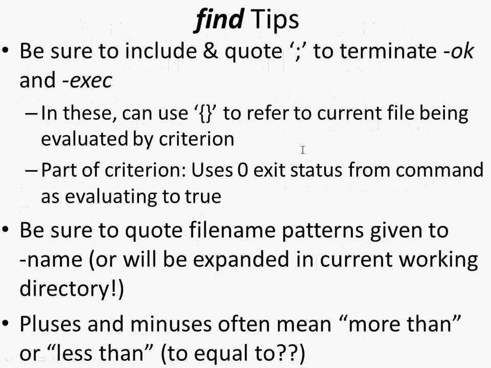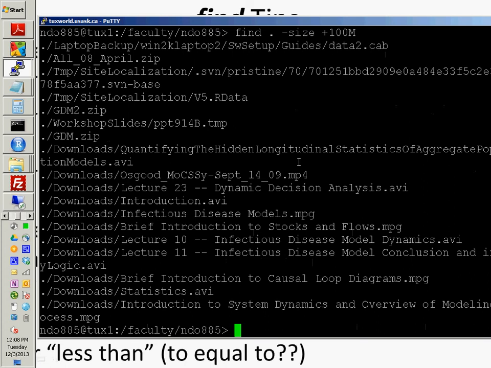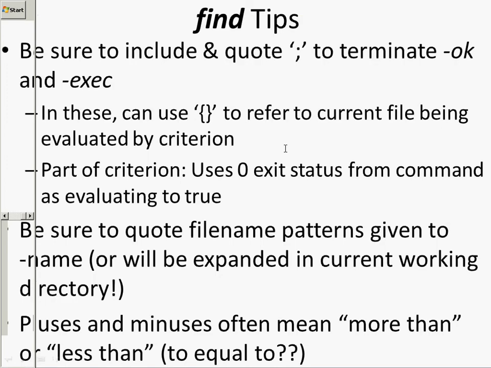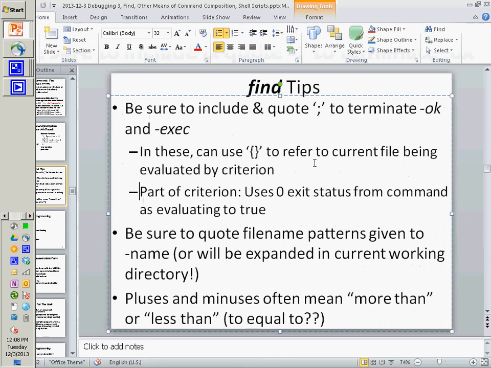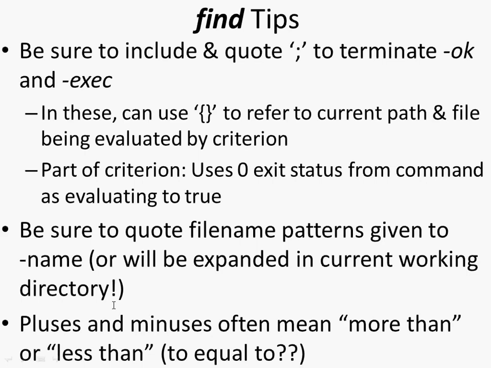And be sure to quote the file name patterns given to minus name, because they need to be known about by find. They need to be applied, ladies and gentlemen, to each successive directory to which it's applied. So be sure to quote those. They're not just expanded in the current directory, like star.o, if you have no quotes around it. They have to be applied to each subdirectory, so find needs to know about the star.o. And then pluses and minuses often mean more than and less than. And I'm not sure about equal to. I'd have to look into that more.